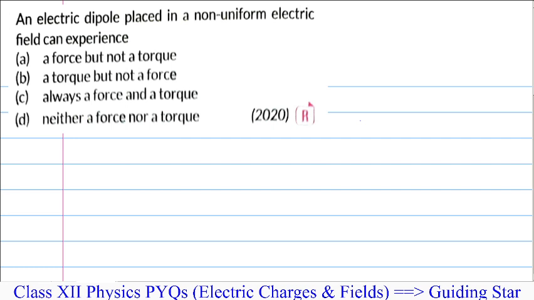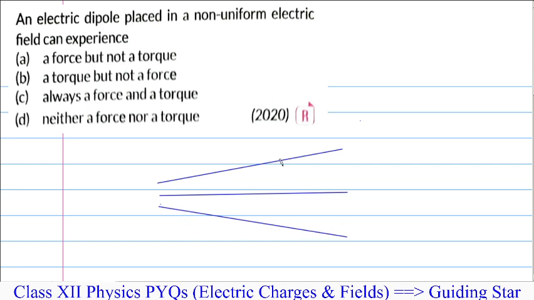In this particular question, an electric dipole placed in a non-uniform electric field can experience... So, an electric dipole is placed in a non-uniform electric field. First of all, we try to draw the non-uniform electric field over here. So, let this be a non-uniform electric field. Clear? And the field is something like, let it be for a positive charge. That means the field is something radially outward.